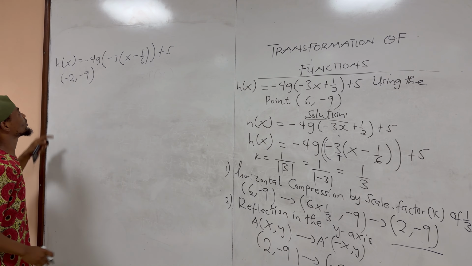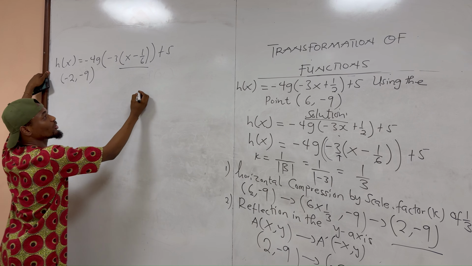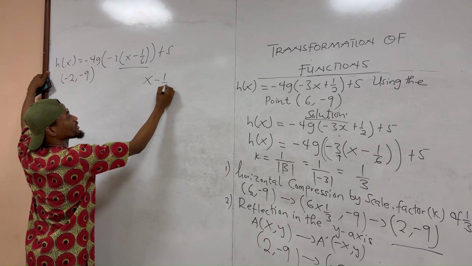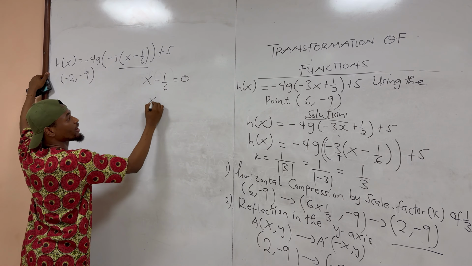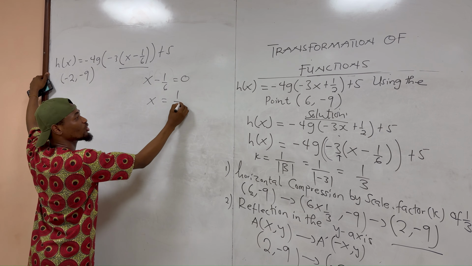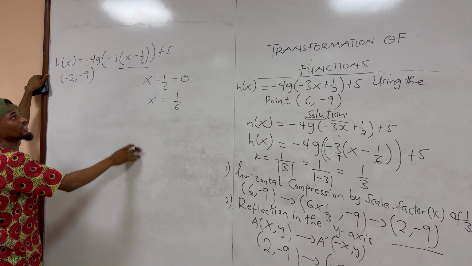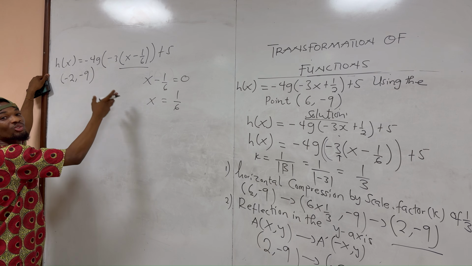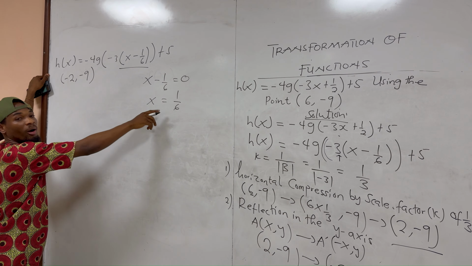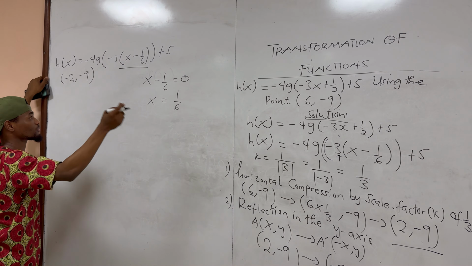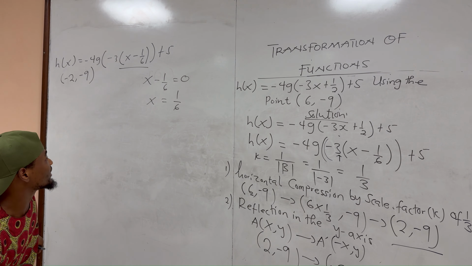Okay, so what are we supposed to do next? We are now going to tackle this. Is that okay? So we said we have x minus 1 over 6. We equate it to 0. We have x is equal to positive 1 over 6. Okay. Again, this one is a horizontal shift. So where it's positive, we are moving towards the right.